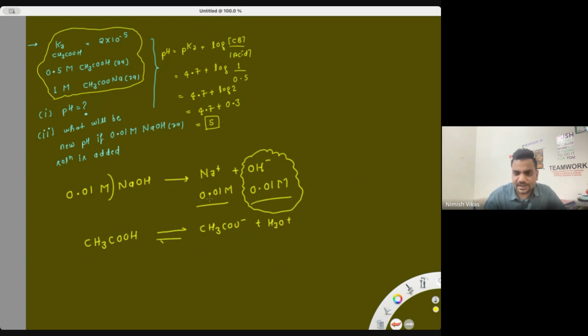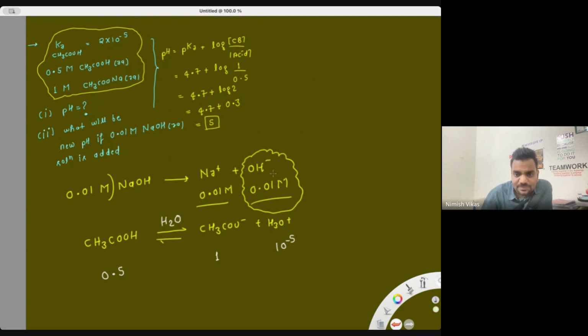Before adding the NaOH, this is very important, please see it carefully. Before adding the NaOH, acetic acid concentration was 0.5 and acetate ion will be roughly 1. And the hydronium ion, because pH has come 5, so I can write 10 raised to the power minus 5. This was the situation. So this acetic acid was reacting with water and it was generating this.